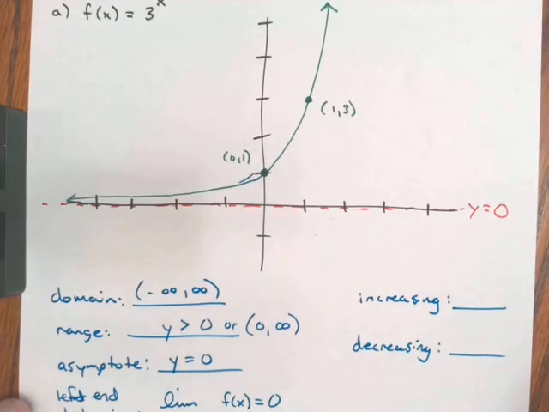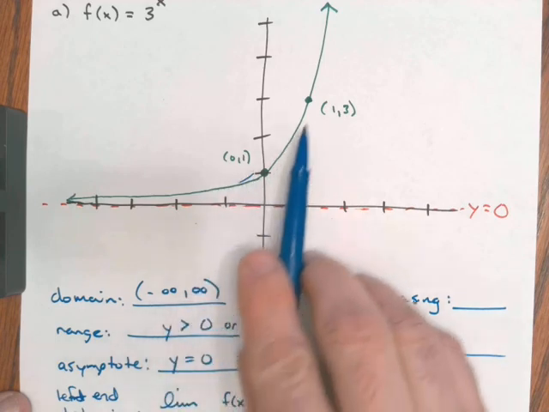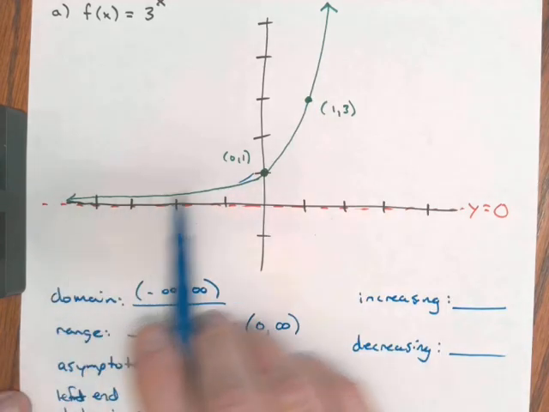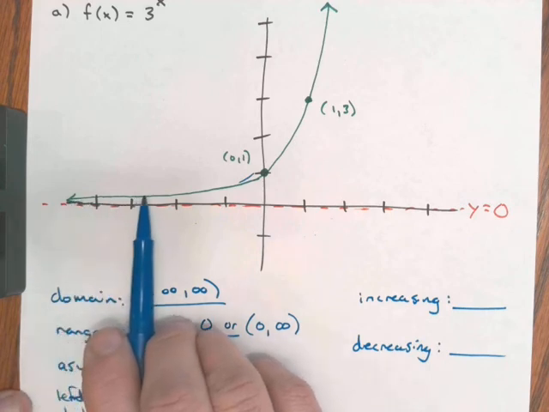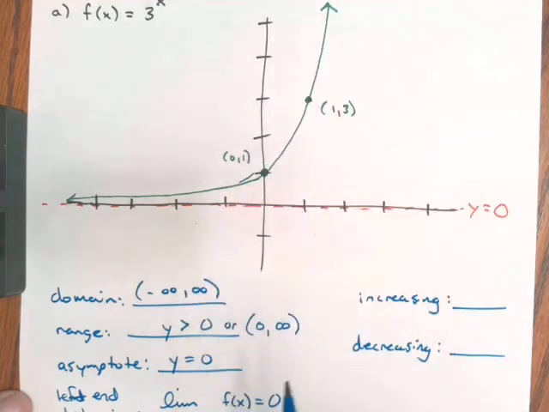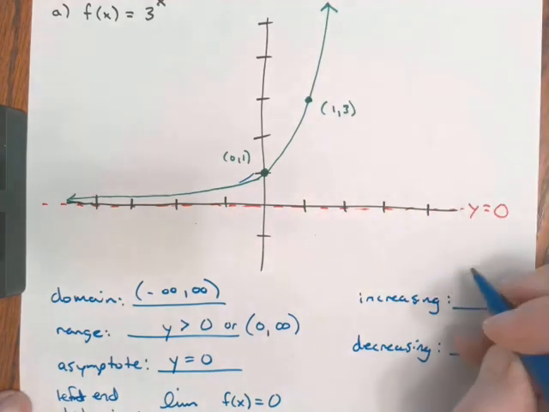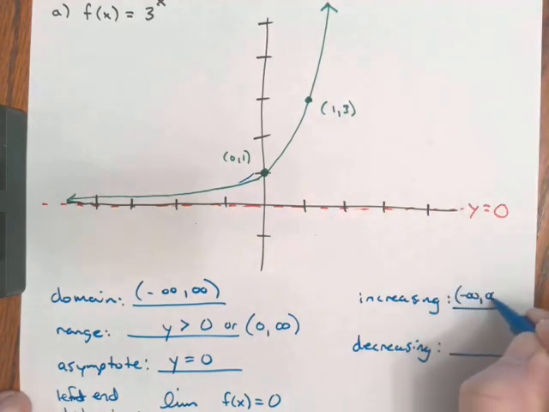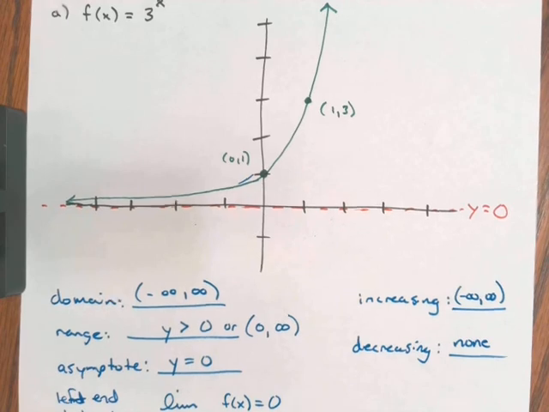When you do increasing and decreasing, start on the left side of the graph, go forever to the right and see what is happening. As you travel along this graph from left to right, this graph is slowly going upward. It's slowly increasing to start with, and then it starts increasing at a faster rate. So this is increasing the whole time. As you go from left to right, the graph is always going up. So it's always increasing. So I copy down the domain there, and it is never decreasing. So that is going to be none for that one.